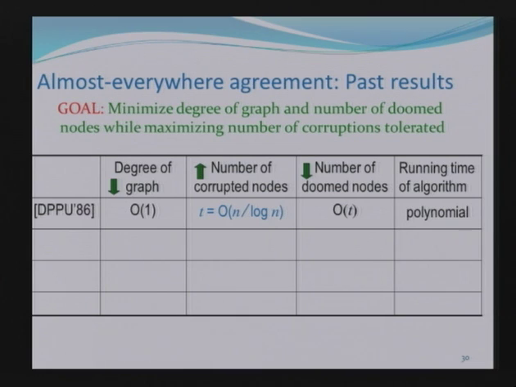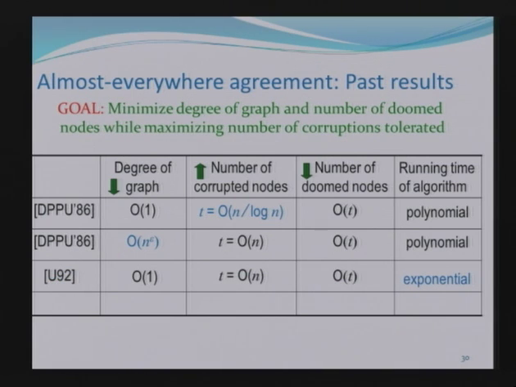So let me just give a sampling of some of the results in this area. Dwork et al. in the original paper constructed graphs of constant degree. Okay, and the number of corrupted nodes that they could tolerate was roughly n over log n. In the same paper, they construct graphs of degree n to the epsilon for some constant epsilon. Okay, so the degree is really, really high. But the number of corrupted nodes that they can tolerate is actually the best, so constant fraction.